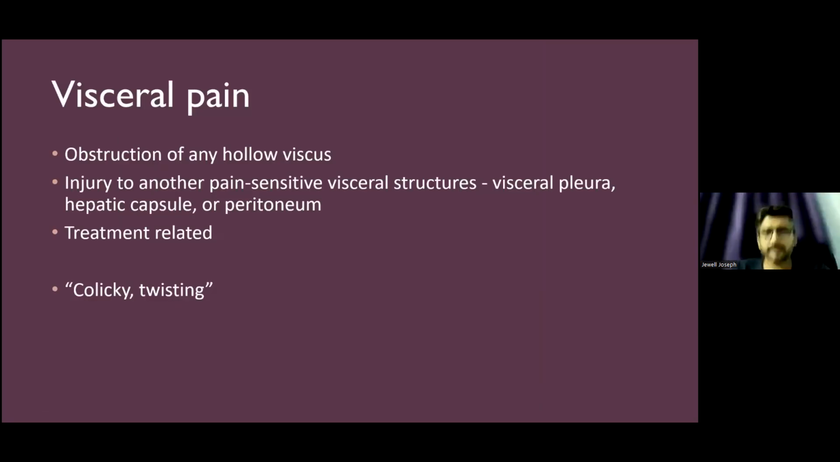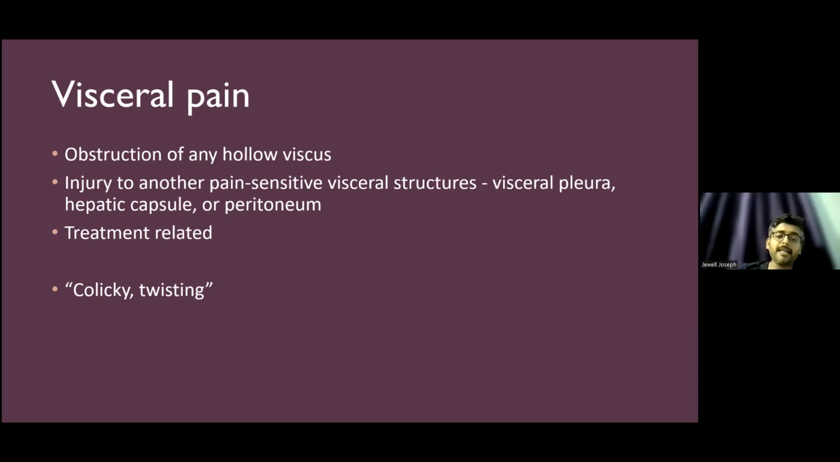So having said about the somatic pain, we'll come to visceral pain. Visceral pain usually happens when there is an obstruction of any hollow viscus. It may not always be obstruction of a hollow viscus. It can be because of injury to other pain-sensitive visceral structures like visceral pleura, hepatic capsule, or peritoneum, etc. Usually we see right hypochondrial pain in patients with liver mets or primary liver malignancies where there is a stretching of the liver capsule. So it can be because of hollow viscus obstruction or injury to the pain-sensitive visceral structures.